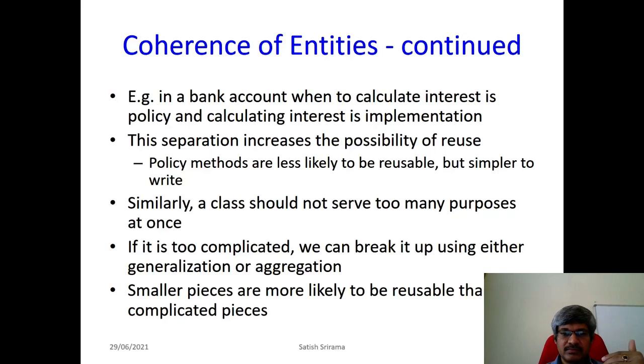Similarly, the same thing actually applies for classes as well. A class should not serve too many purposes at once. If it is too complicated, break it, either using generalization or aggregation. If there are smaller pieces, they are more likely to be reusable than very large complicated pieces. If they are complicated pieces, you are not reusing them.